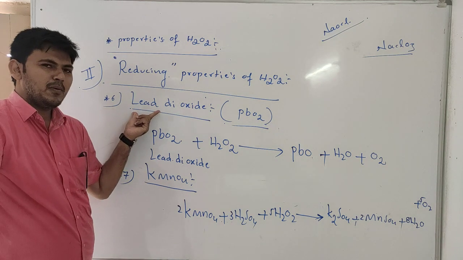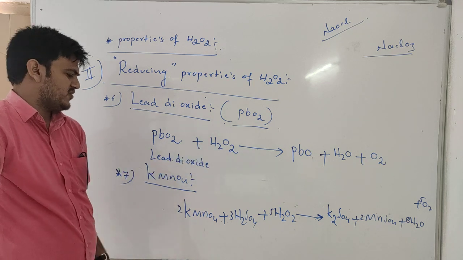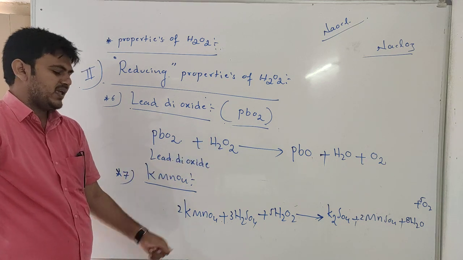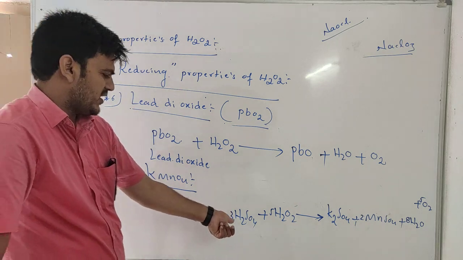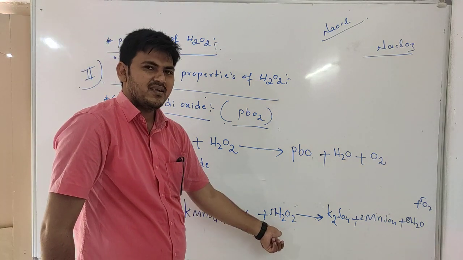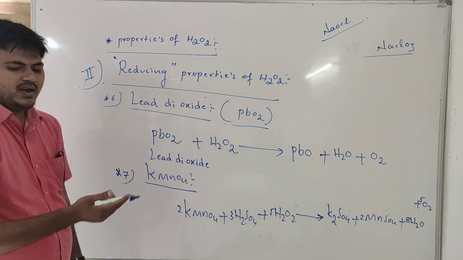So lead dioxide, formula PbO2, plus H2O2 gives PbO plus H2O plus O2. Potassium permanganate, formula KMnO4: 2 moles of acidified potassium permanganate, sulfuric acid plus hydrogen peroxide, formula H2O2, then K2SO4, MnSO4, water and oxygen.